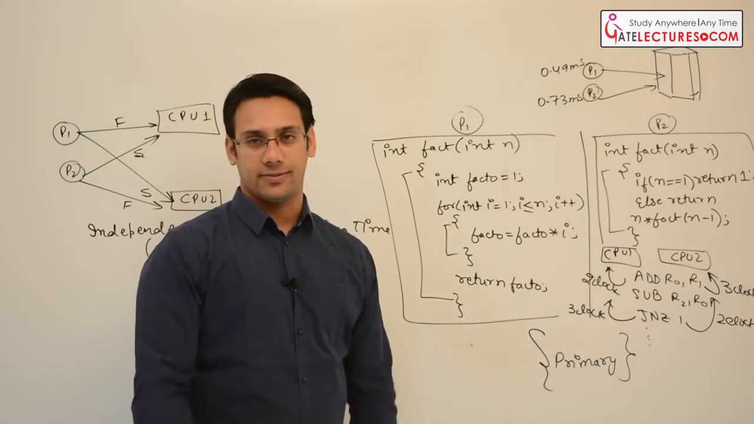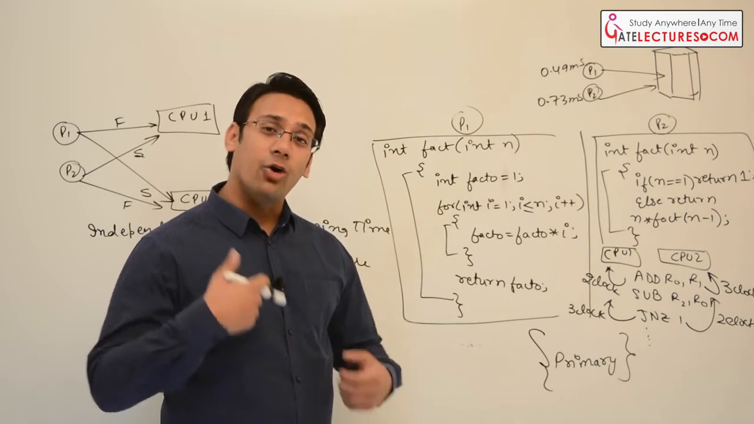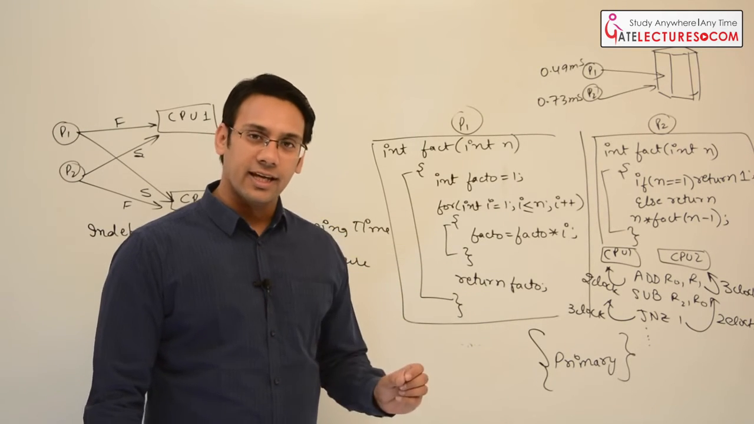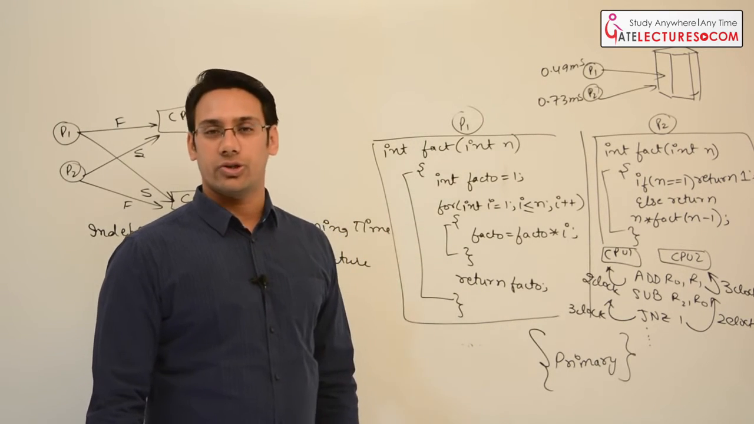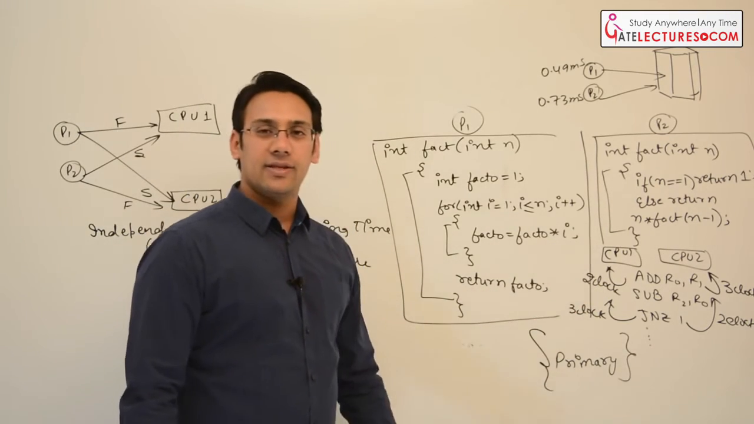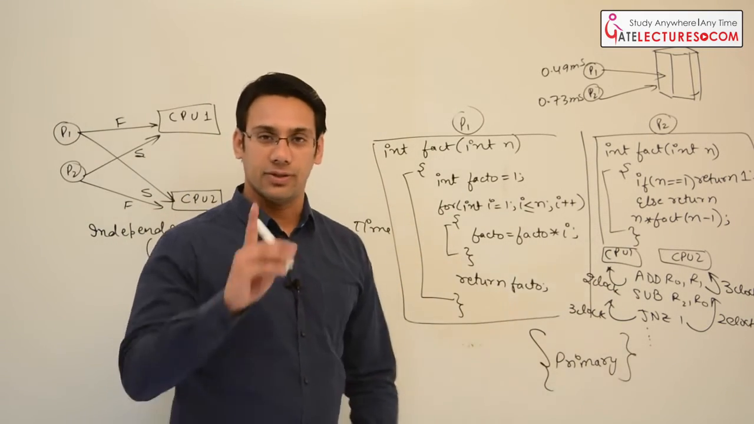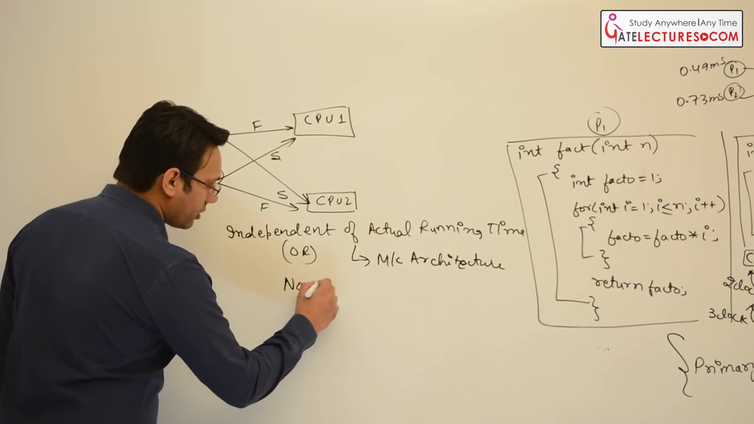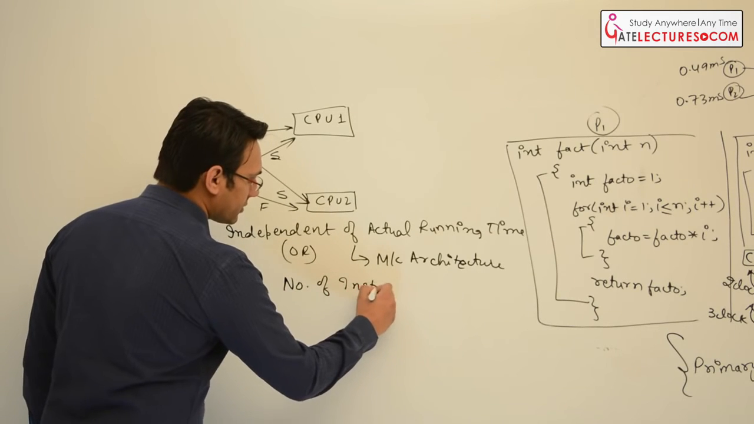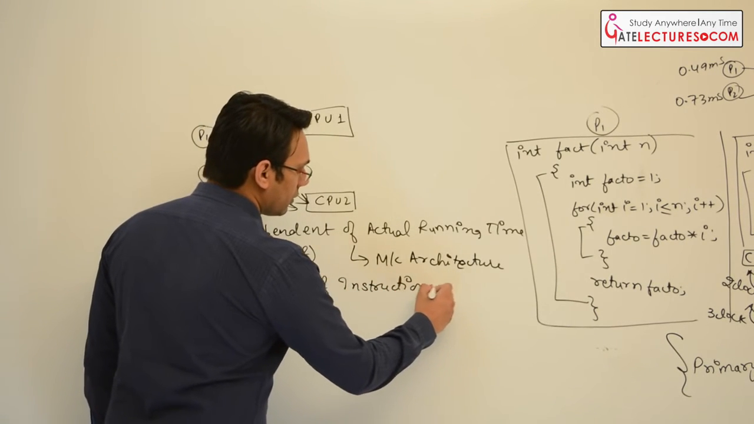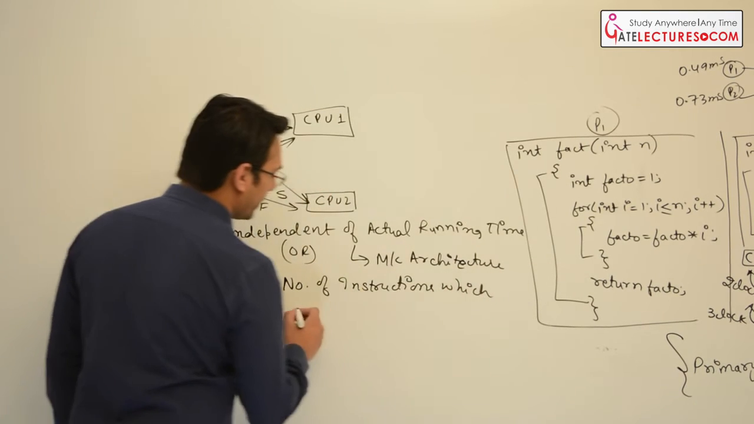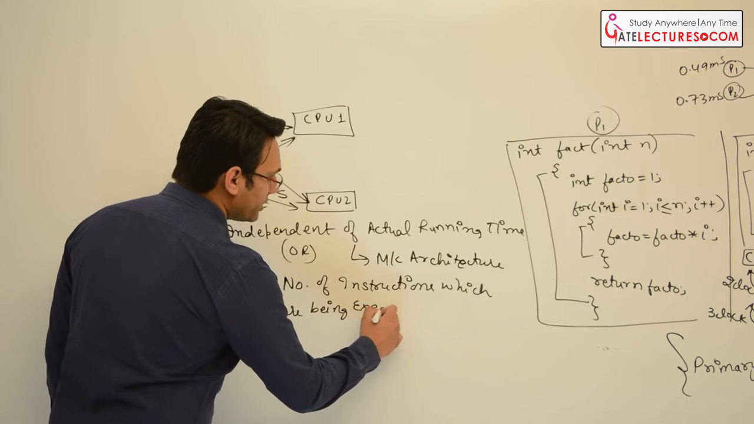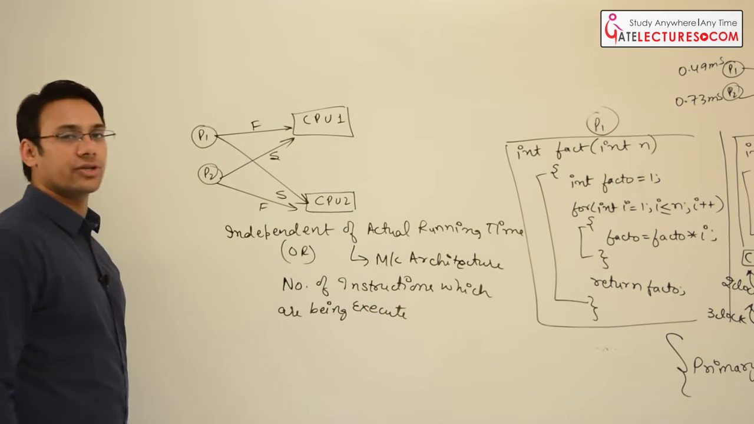Now instead of taking this, let me just see how many instructions we are going to execute. If I can say how many instructions we are going to execute, then on that basis I can compare the programs. That means we are going to compare the actual number of instructions which are being executed, instead of the actual running time of these instructions.